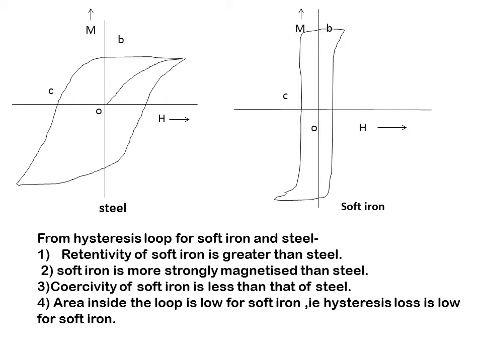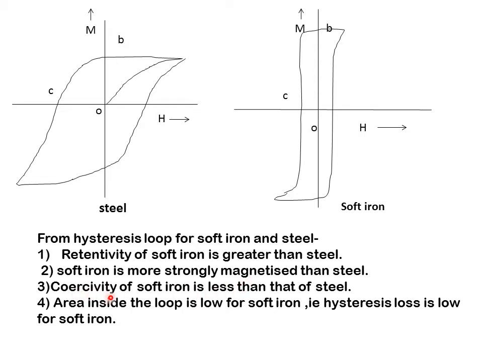From the hysteresis loop for soft iron and steel, we can see that the retentivity of soft iron is greater than that of steel. Here retentivity is given by OB. We can see that retentivity is high for soft iron. Also, soft iron is more strongly magnetized since it has high retentivity.